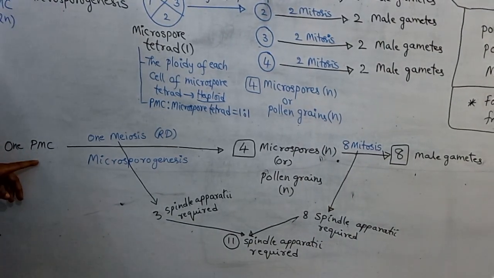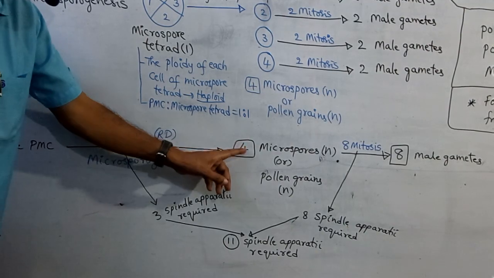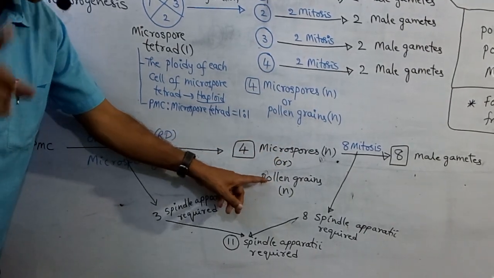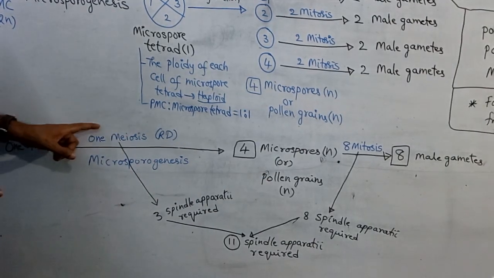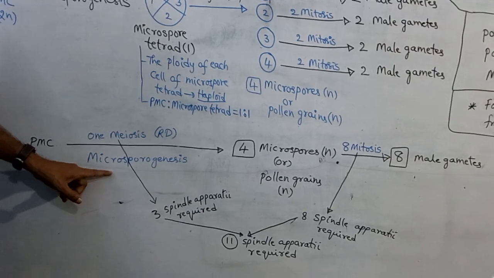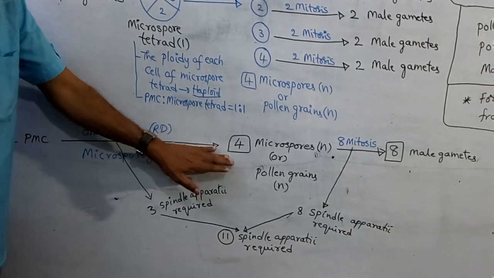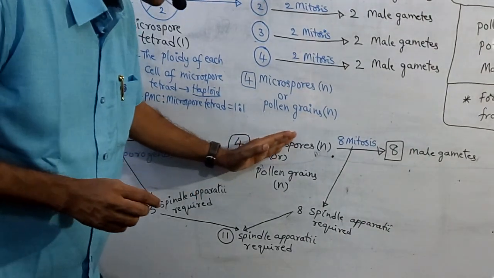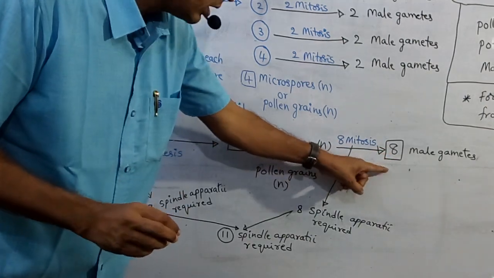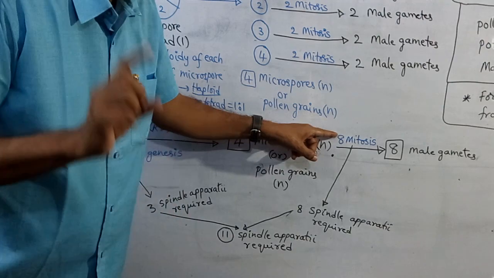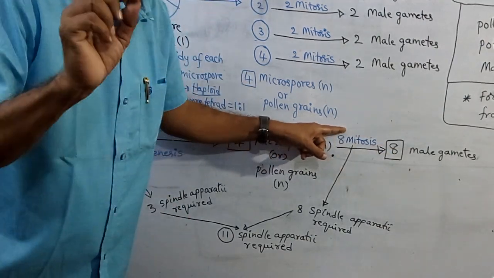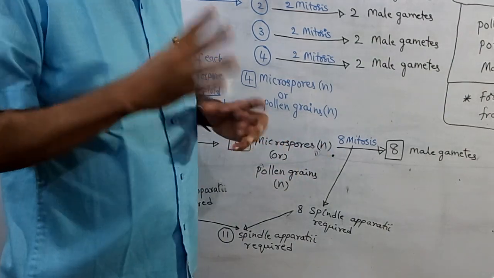One PMC produces 4 microspores or pollen grains, which are haploid in nature, by 1 meiosis, also called reduction division. The process is called microsporogenesis. 4 microspores produce 8 male gametes by undergoing how many mitosis? 8. The number of male gametes is equal to the number of mitotic divisions. They will say like that.